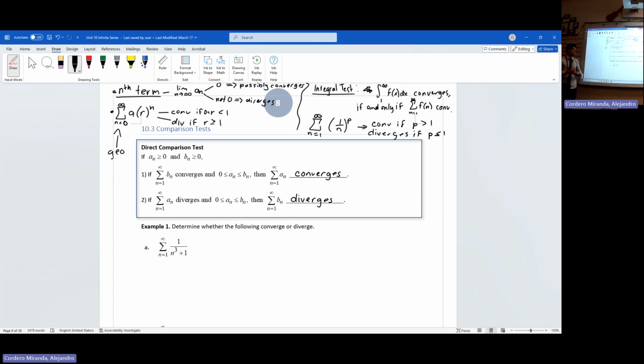So what am I talking about? For example, for this first example, 1 over n cubed plus 1. See if you know a series that is smaller than this that diverges, or a series that is bigger than this that converges. Because if this is smaller than a convergent series, then for sure it converges. And if this is bigger than a divergent series, then for sure it diverges. You see what I'm getting at?